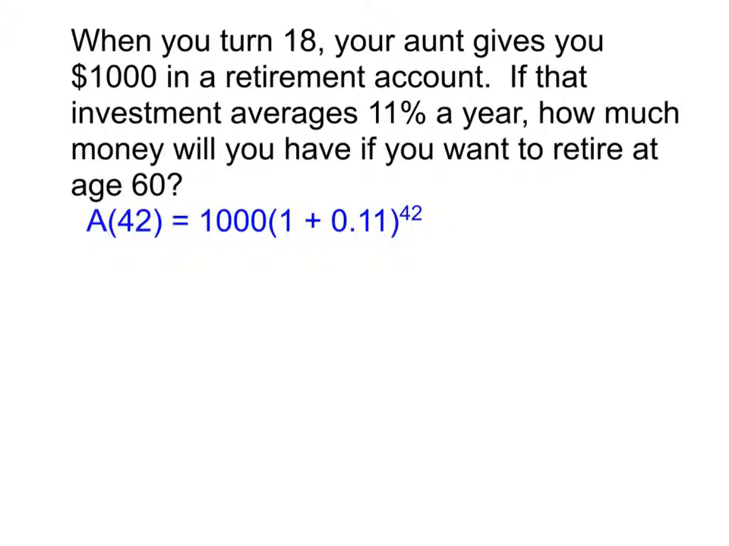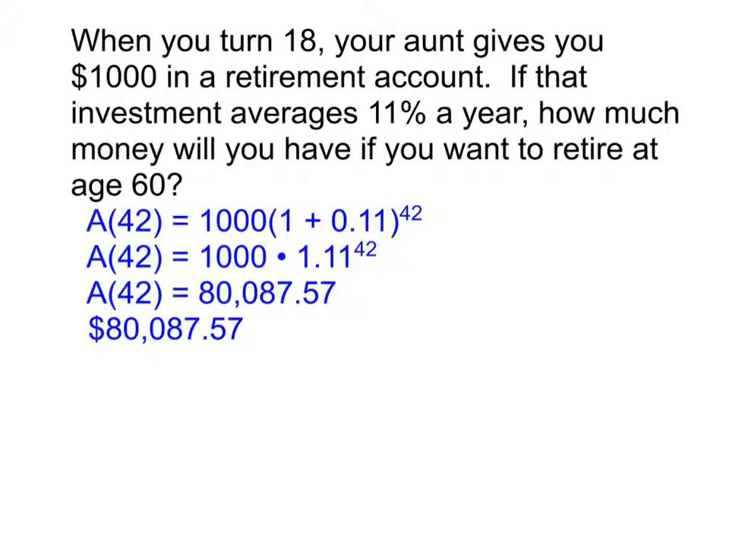Now once you write this equation, then it's a matter of just doing it according to order of operations. Order of operations, of course, PEMDAS. The very first thing you want to do is the stuff in parentheses. And then once you've done the stuff inside the parentheses, we have to do our exponent. So we're going to do the 1.11 to the power of 42. And then once we get that, we multiply that answer by 1,000. And so when we do that, we get an answer here of $80,087.57.